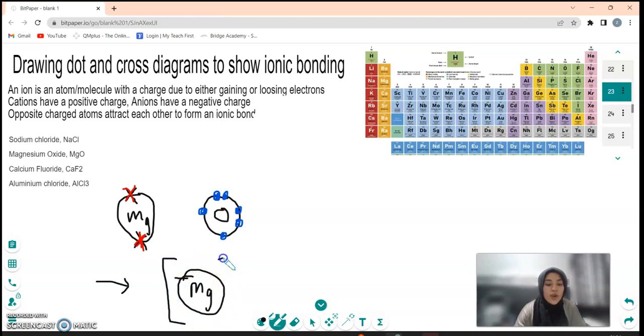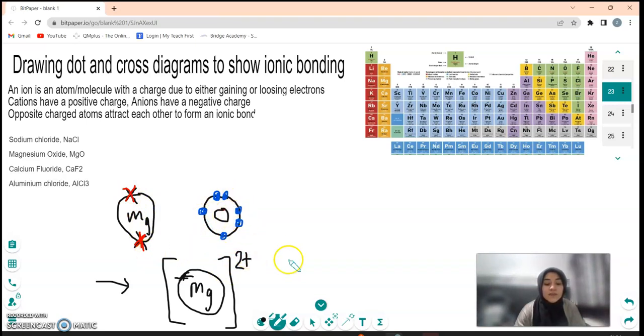We will draw the brackets around to indicate that this is the final form. And then ignore this line. So then what we do is we put a 2 plus charge. And the reason why we put a 2 plus charge now is because magnesium has lost 2 electrons.